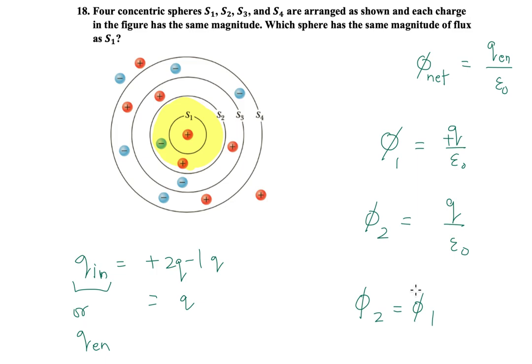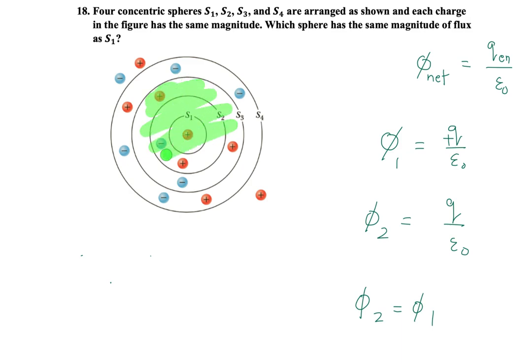Let's say we want to find the flux for S3. It's not asked here, but let's say we want to find it. Then how will we solve it? I'm going to remove a few things from here. When they say S3, we want to find all the charges which are enclosed in S3. So let's highlight it. This is your S3.